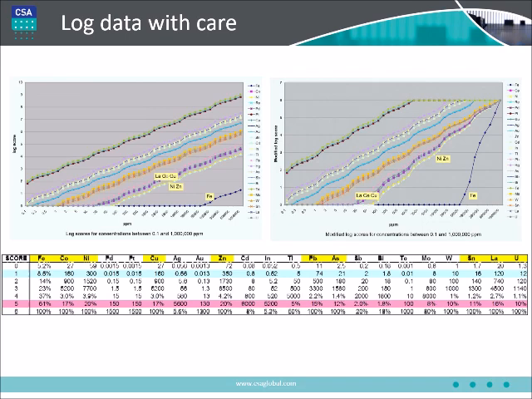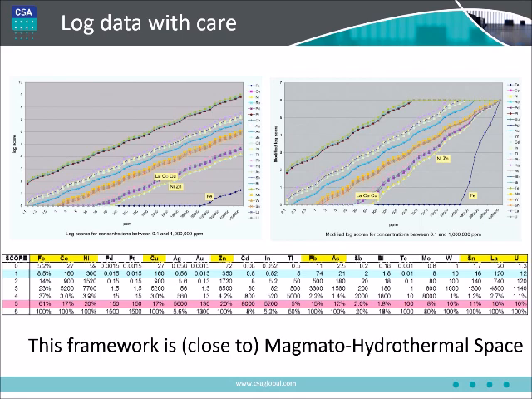If we go up to a score of 5, 61% is direct shipping iron ore, 20% nickel, 17% copper, 20% zinc, 130 grams gold. These are all recognised as really good to bonanza type grades. So it's a framework that's about right where we can reasonably compare an enrichment of any one element against any other. And this framework is close to magmato-hydrothermal space. And I say close to because we haven't scaled it yet. That's only after step three.